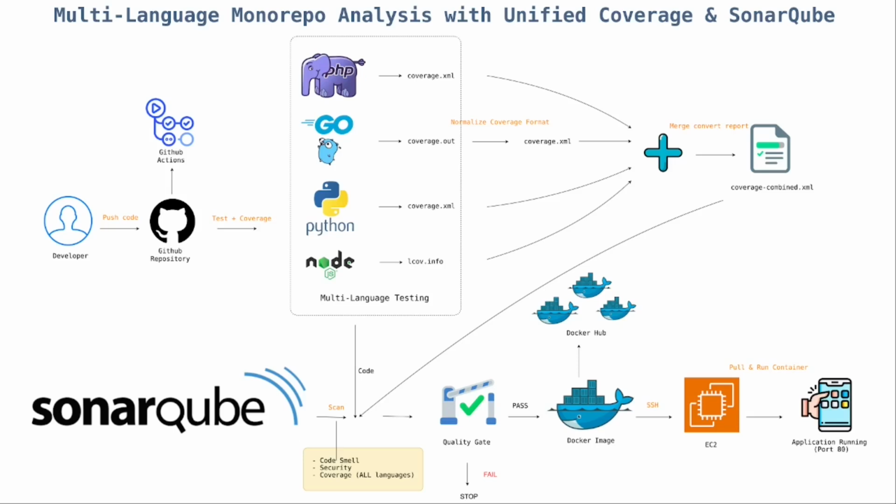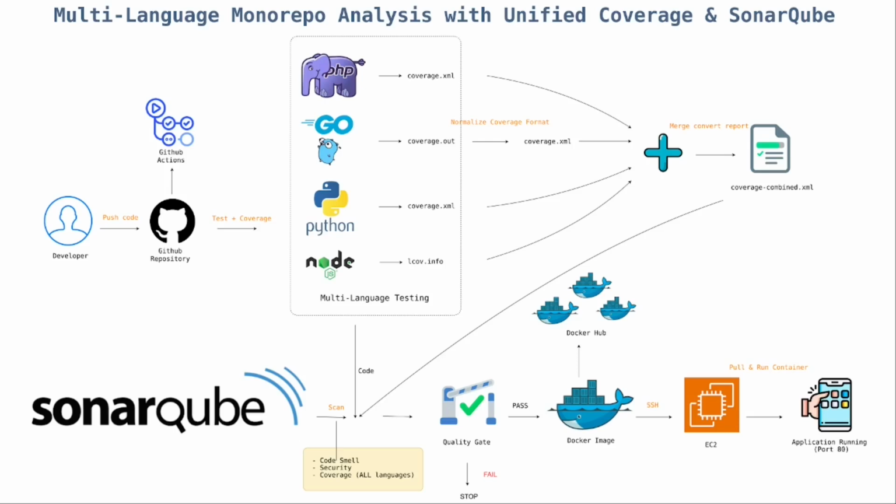8. Deployment to EC2. In the final stage, the application is deployed to an EC2 instance. The server pulls the latest Docker image and runs the application. This deployment process can be done via SSH or an automated script.